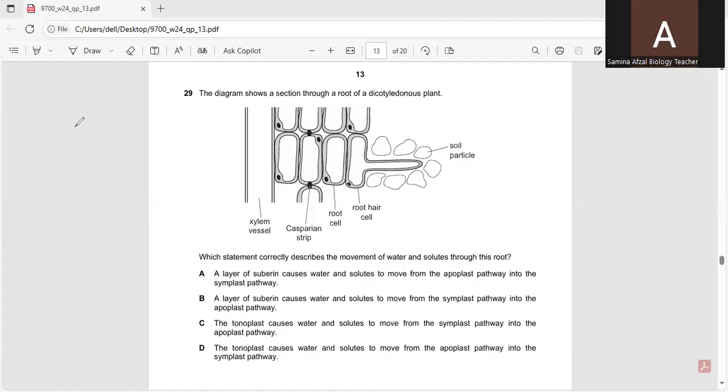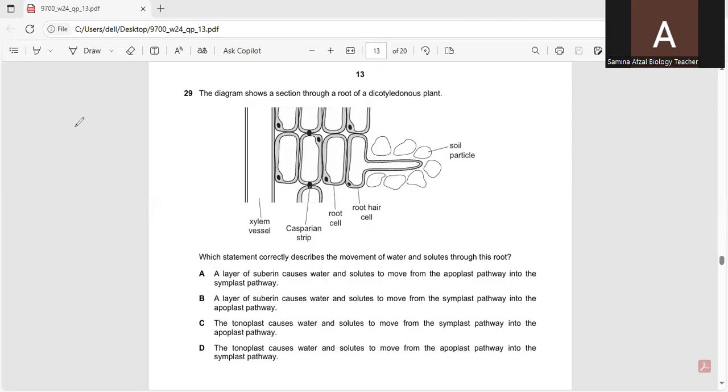In the apoplast pathway, water and solutes move through the cell walls and intercellular spaces without entering the cytoplasm of the cell. It means it will not disturb the cytoplasm, and it is a faster route because less time is needed to move. In the symplast pathway, water and solutes move from cell to cell through the cytoplasm.